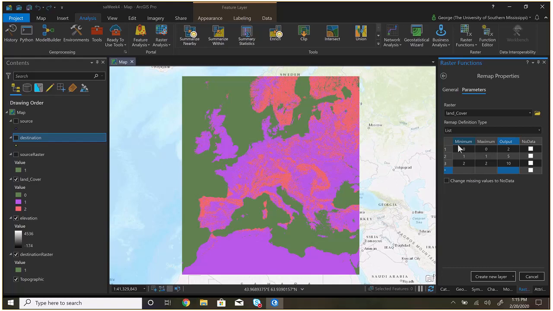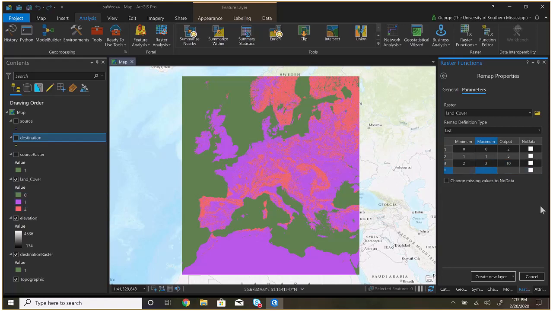raster cell by cell. And if it's between 0 and 0, it becomes 2. If it's between 1 and 1, it becomes 5. If it's between 2 and 2, it becomes 10. I could put 2 and 4 here, and then what I'm saying is any value between 2 and 4 becomes 10. But I don't even have those values. I only have 0s, 1s, and 2s.